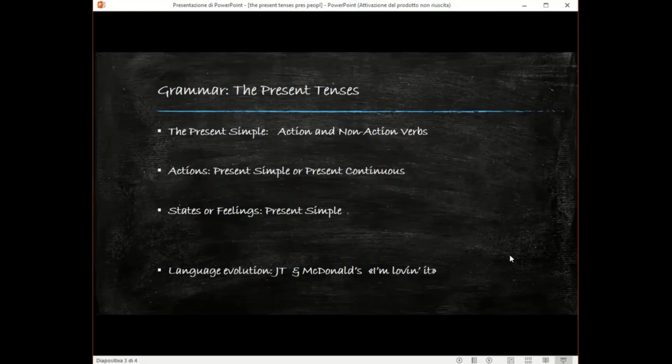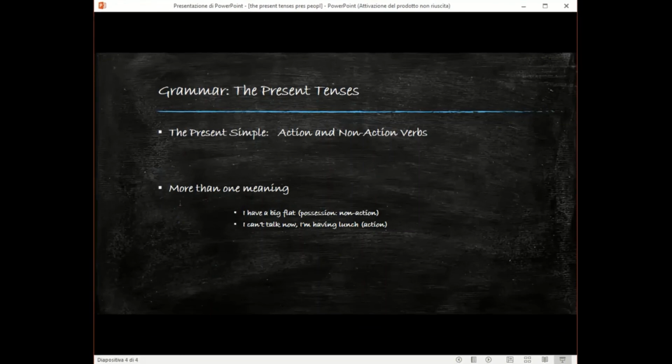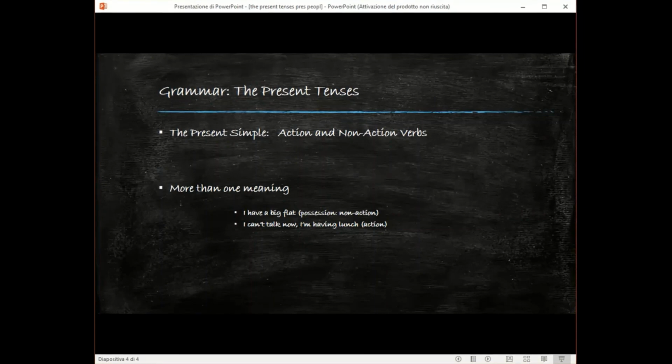It is important to note that some verbs can be both state and action verbs according to the context. As well as that, the meaning of some verbs change when used in the present simple or the present continuous. For example, have, which is both a state and action verb. I have a shower in my bathroom, I own it, it is there. I have a shower every day.